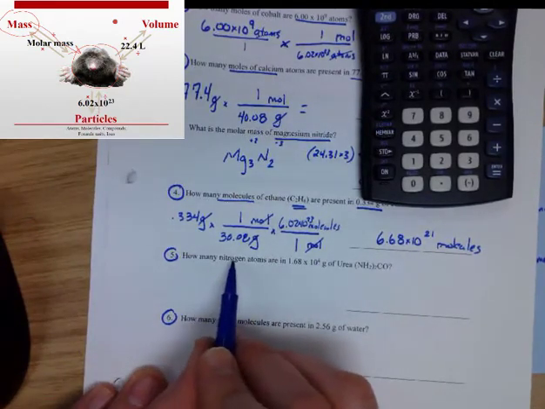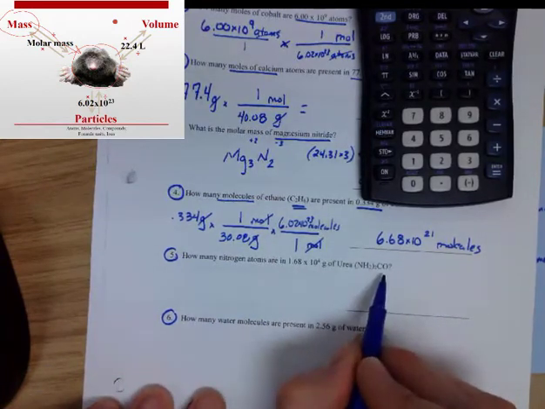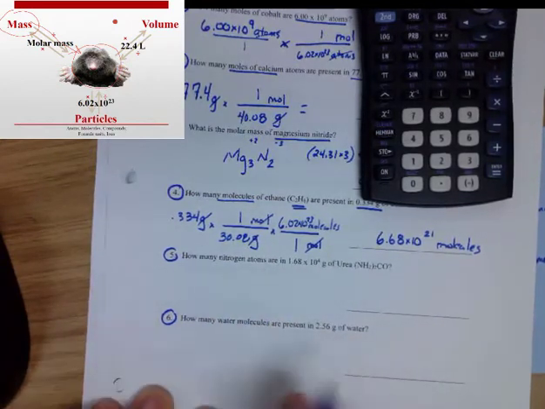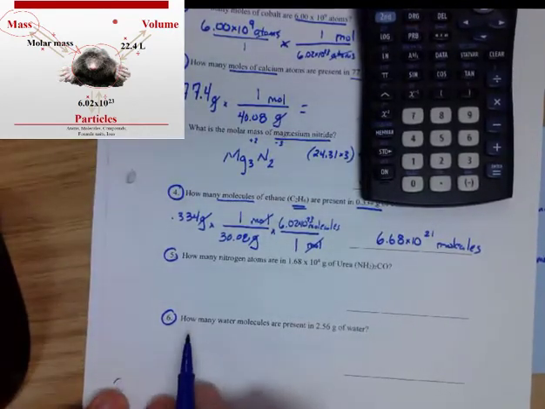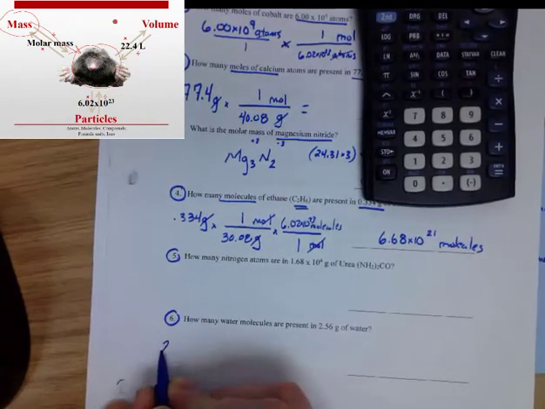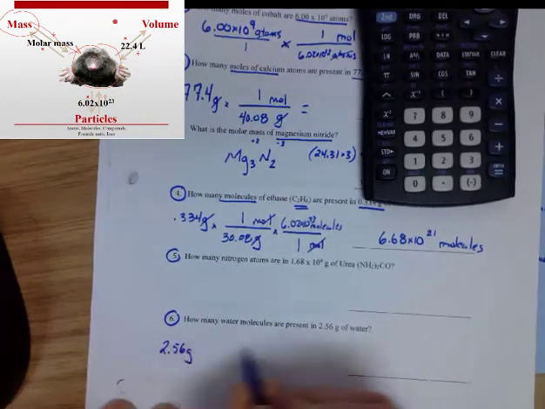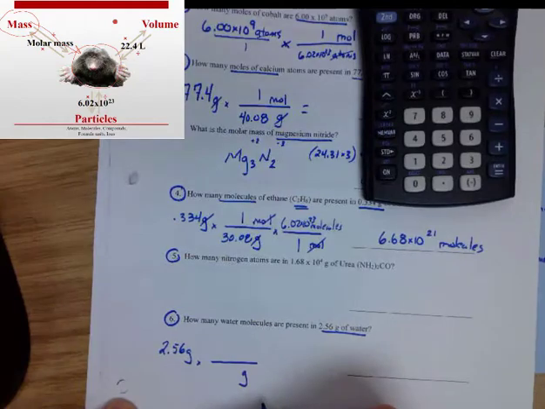All right, how many nitrogen atoms are in a one point? I think I'm going to, should I skip this problem? This is a doozy. I'm going to come back to 5. And we're going to look at 6 first together. Okay. How many water molecules are present in 2.56 grams of water? 2.56 grams, right? Next thing that I'll do is I will write grams on the bottom.